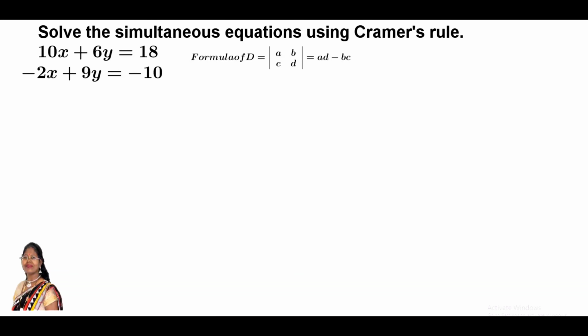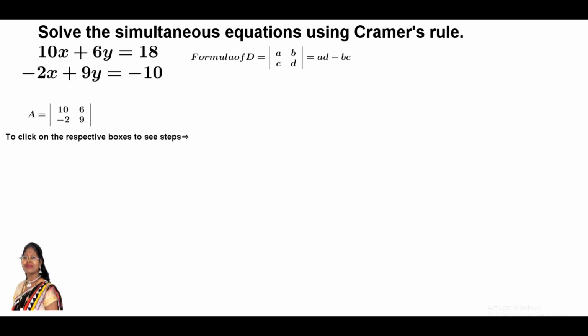Formula of D, the determinant value. A, B, C, D are the coefficients of the respective equations, and D equals AD minus BC. Cross multiply AD and BC, and then the two products are subtracted. We write the coefficients of the two equations in the given matrix format.